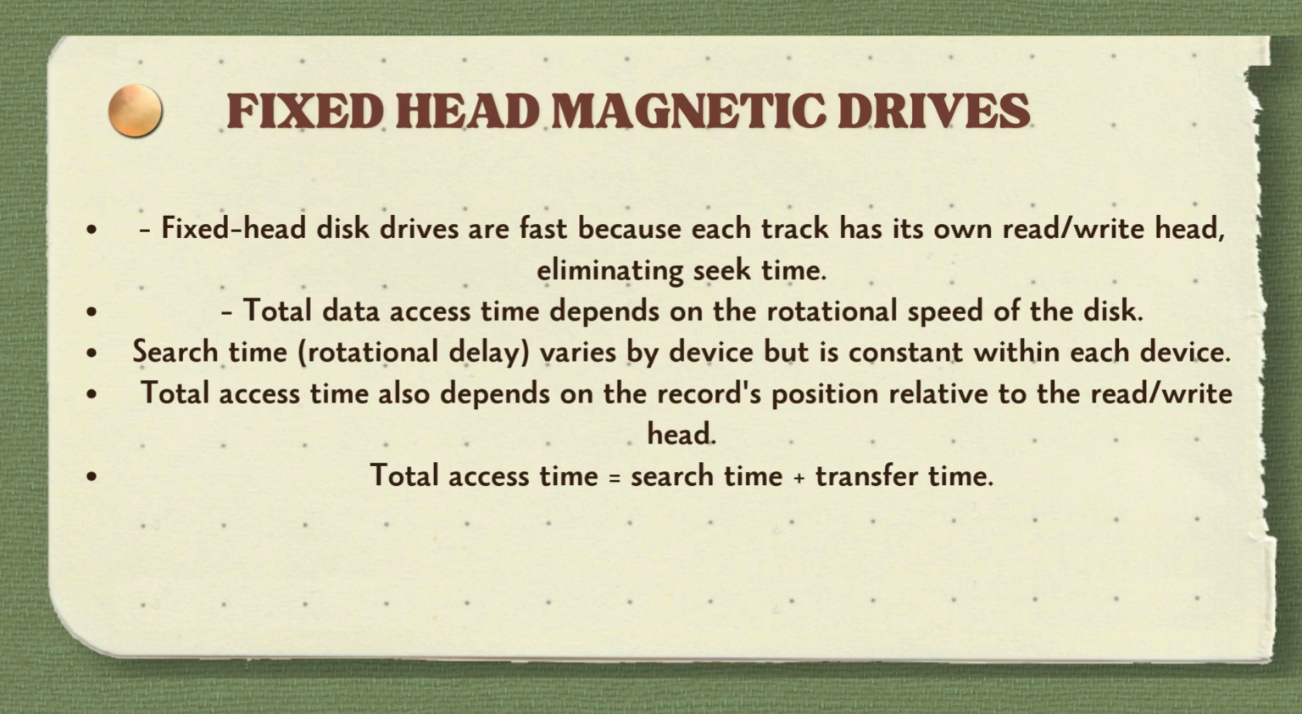It varies from device to device, but is consistent within each device. The total time also depends on the position of the record relative to the position of the read or write head. Therefore, total access time is the search time plus the transfer time. So we can get the total access time.